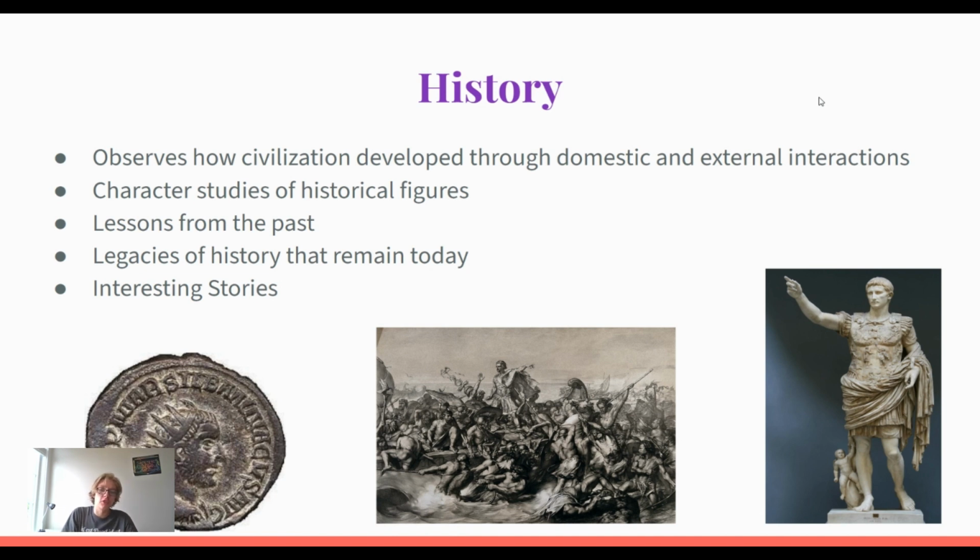We also get character studies of historical figures. What impact did people such as Caesar and Constantine have on their contemporary societies, and what does that tell us? We have lessons we can derive from the past. History does indeed repeat itself, and historical legacies.